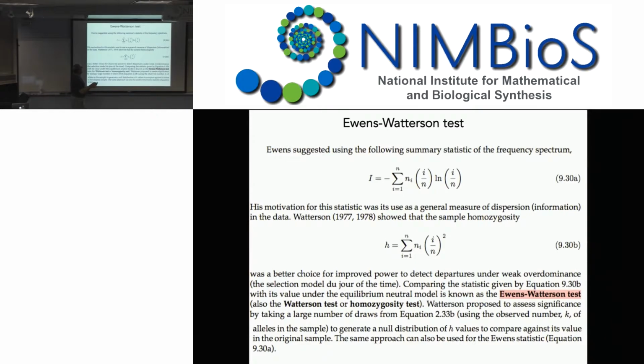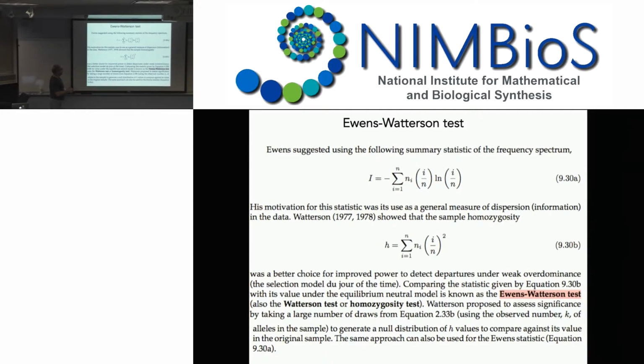So the initial test that people looked at was they computed a test statistic given their data, and they compared that value to what I expect from the Ewens sampling formula, asking if it was extreme or not extreme. This is a Shannon-Weaver diversity index, but Watterson, this is what Ewens suggested. Watterson suggests a test based basically upon the frequency of homozygotes, which was a bit stronger. This is called the Ewens-Watterson test or homozygosity test.